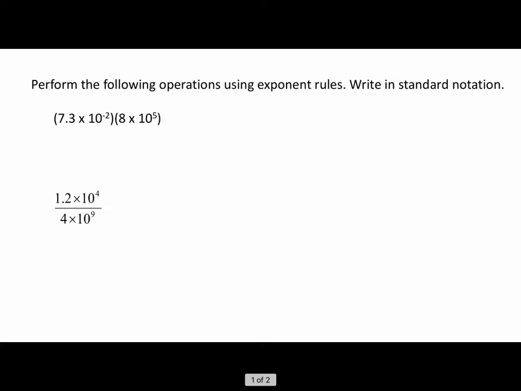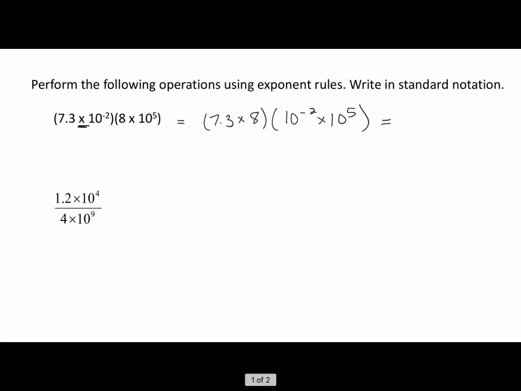And how we're going to do that is, remember, it looks like an X, but it is multiplication. So this is all multiplication. All of these are being multiplied, and that means we can use the commutative and associative properties of multiplication. So I'm going to multiply 7.3 times 8, and I'm going to multiply 10 to the negative 2 times 10 to the 5th. I'm going to associate those like factors together.